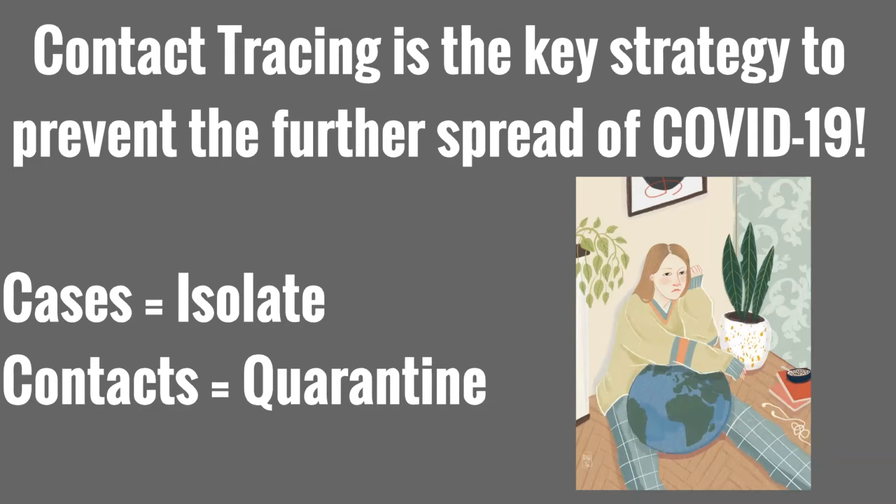Contact tracing is the key strategy to prevent the further spread of COVID-19. When we talk to cases, our instructions for them are always to self-isolate since they're a positive case. In contacts, most often we tell them to quarantine unless for some reason we call someone and we find out they recently had a positive COVID test. These are pretty much the guidelines for the majority of those that we're going to be coming in contact with.